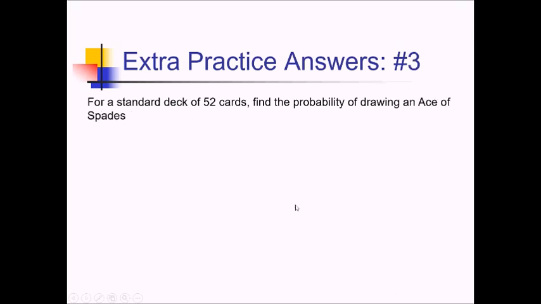For this one, we want the probability of drawing an ace of spades out of a deck of 52. Total possible outcomes is our whole deck, 52 cards, and there's only one ace of spades in that deck. So 1 is our desired outcomes, and then 1 over 52, can't reduce that.